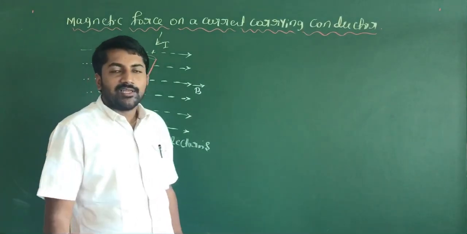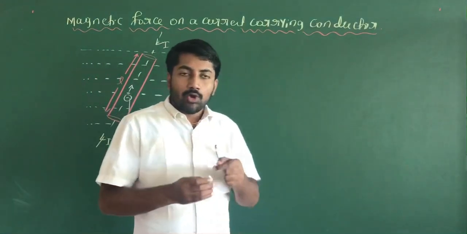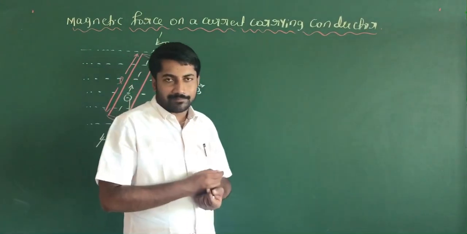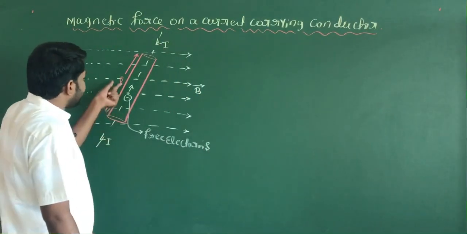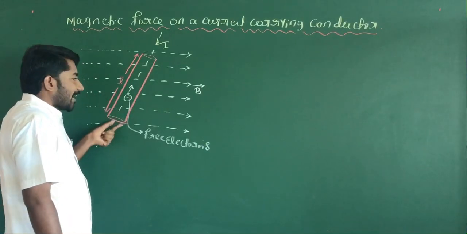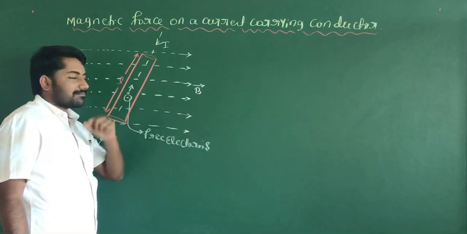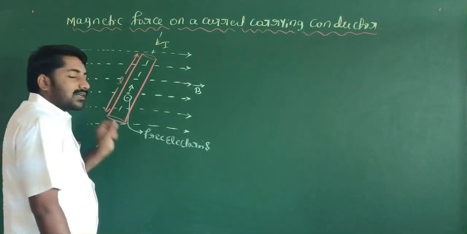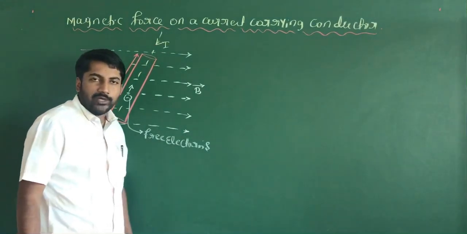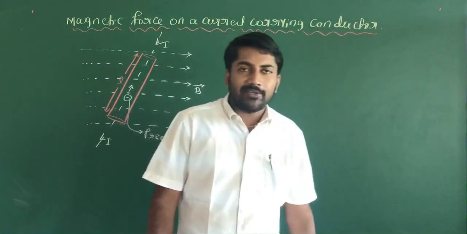Magnetic force means the force experienced by the moving charged particles. Here, L is the length of the current carrying conductor, B is the magnetic field, and I is the current flowing in this conductor. Already we know the formula for magnetic force.